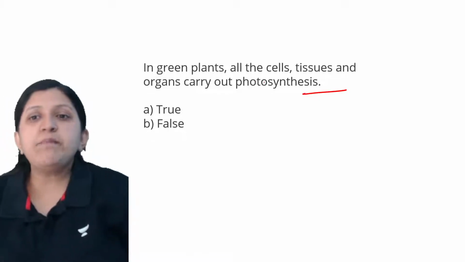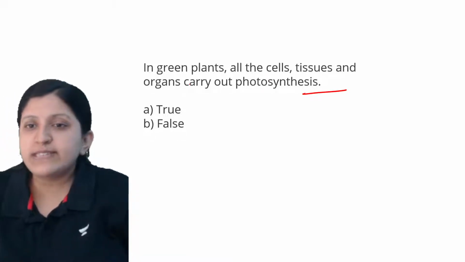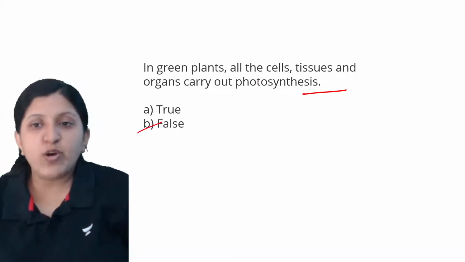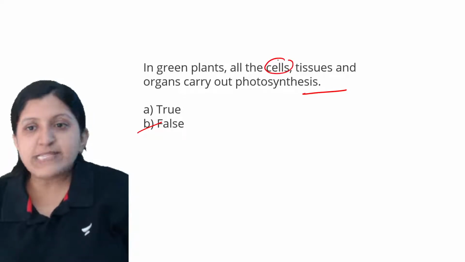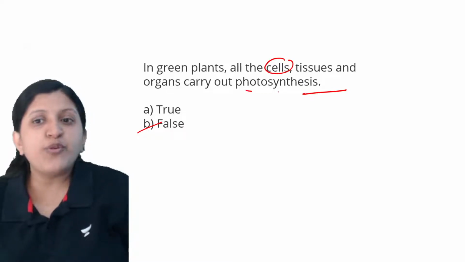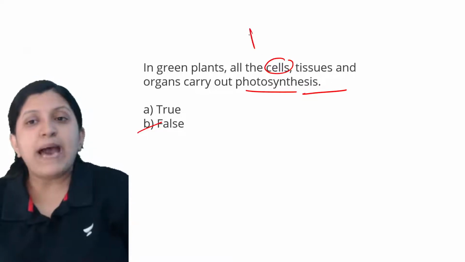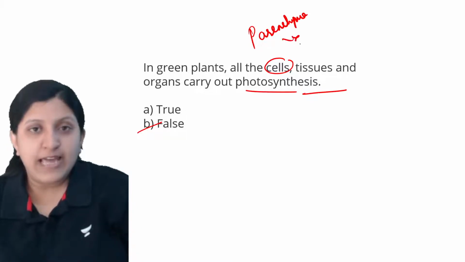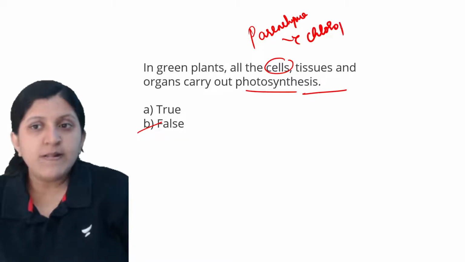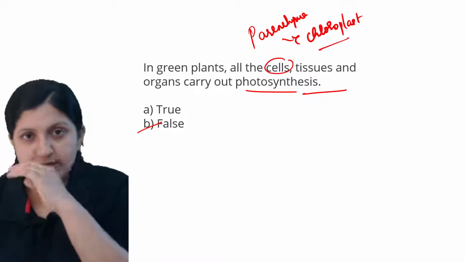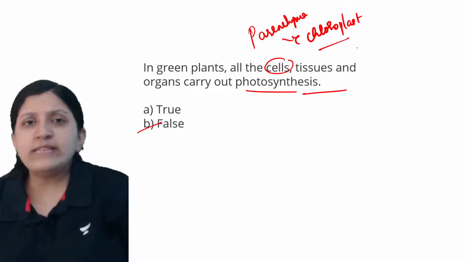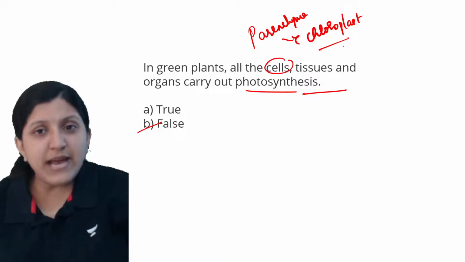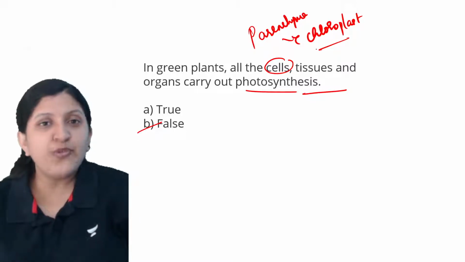Okay. So in green plants, all the cells, tissues, organs carry out photosynthesis. It is true? Okay, this is basically false because sclerenchyma cells and meristematic cells do not perform photosynthesis. It is only the parenchymatous cells. Wherever you can see parenchyma cells, and that too if they have chloroplast, that is where you can see the photosynthesis process occurring. So not all the cells, not all the tissues, because there is sclerenchyma, xylem, phloem, the meristematic tissue, and they do not perform photosynthesis.